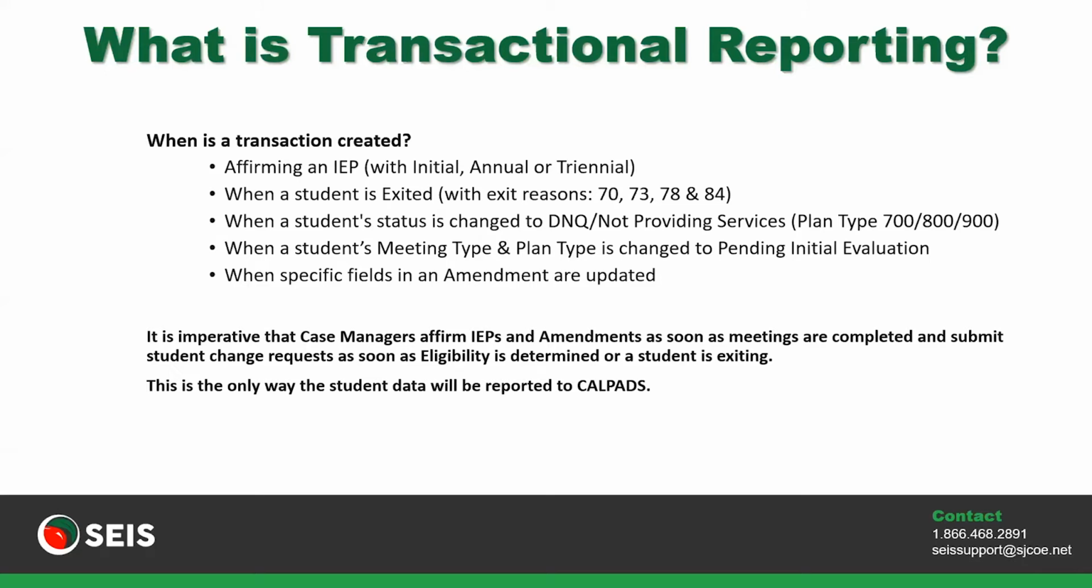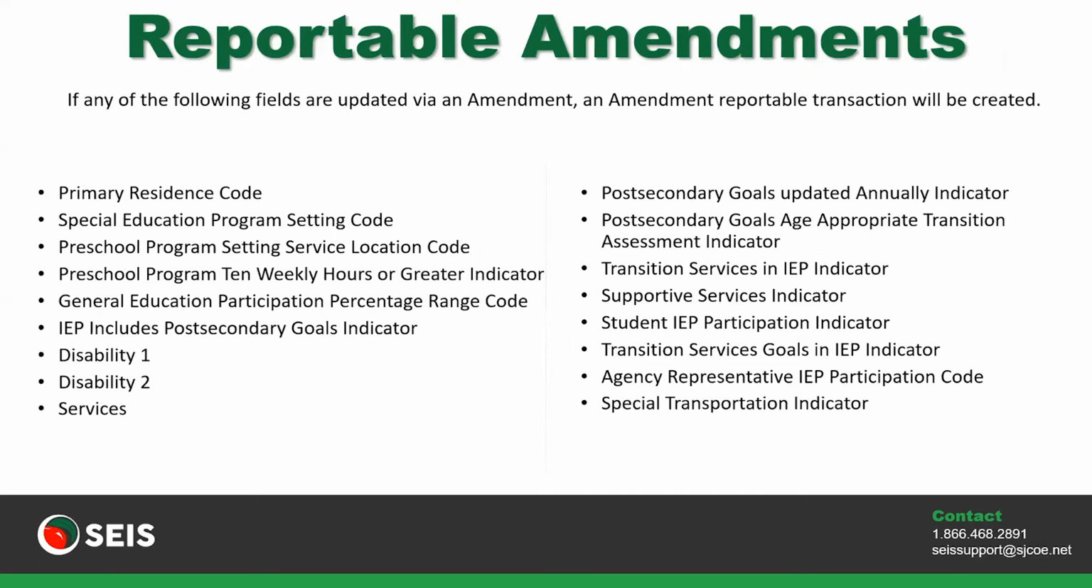So when I stated that if specific fields in an amendment are updated, these are those fields. So if any one of these fields are changed through that amendment process, we will create an amendment transaction. Now, again, nothing that you particularly need to worry about. You are just going to write your amendment as normal. But if any one of these fields have changed, we will just automatically create an amendment transaction for this meeting.